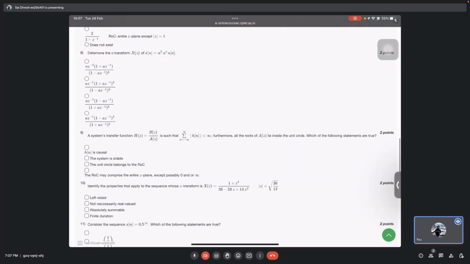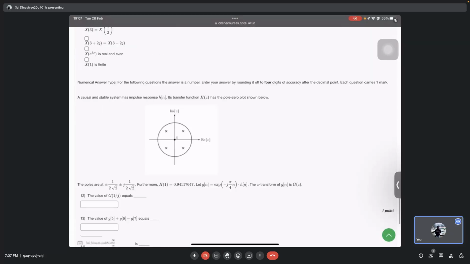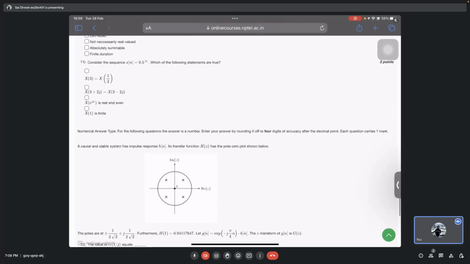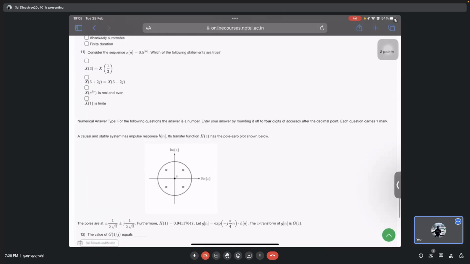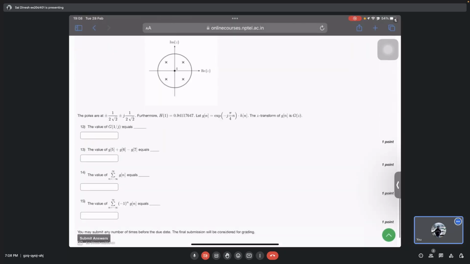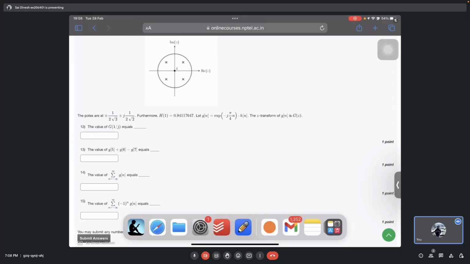So I think I've done it until the 10th part. 11 is actually pretty straightforward. You need to know the properties of the signal. And then the 12th one, just do the 12th question.